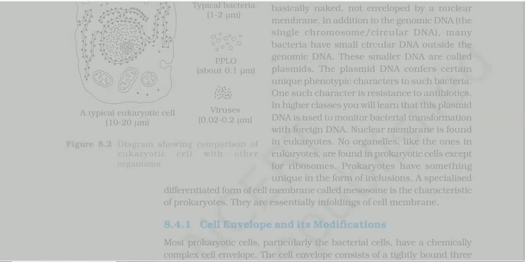Typical bacteria, 1 to 2 µm. PPLO, about 0.1 µm. Viruses, 0.02-0.2 µm. Atypical eukaryotic cell, 10 to 20 µm. Figure 8.2 diagram showing comparison of eukaryotic cell with other organisms.